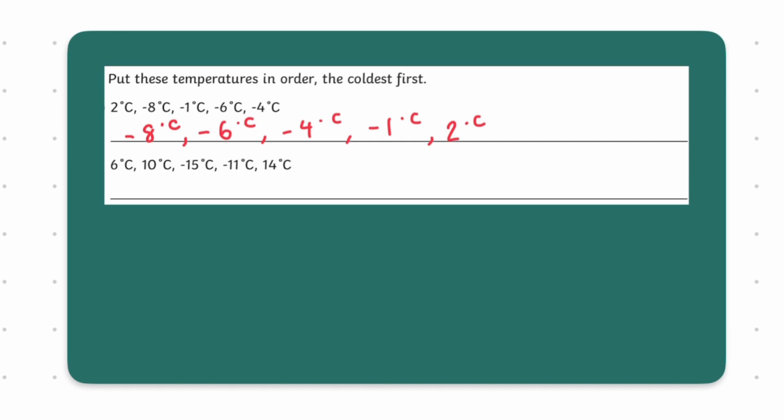So we're going to use the same principle. Our coldest number is our biggest negative number. So -15, -11, and now we haven't got any more negative degrees, so we are in the positives. So our smallest positive number is 6, then 10, don't forget your degrees just like I did, and then 14 is our final one.